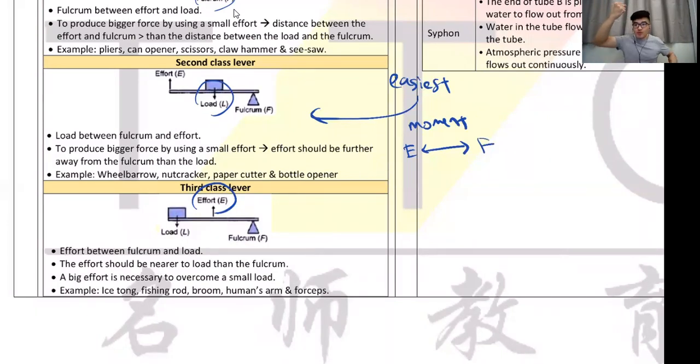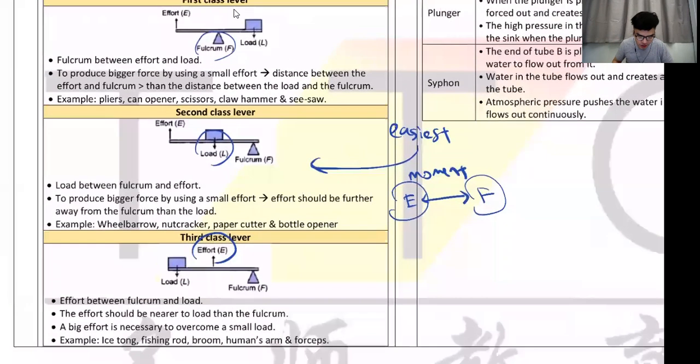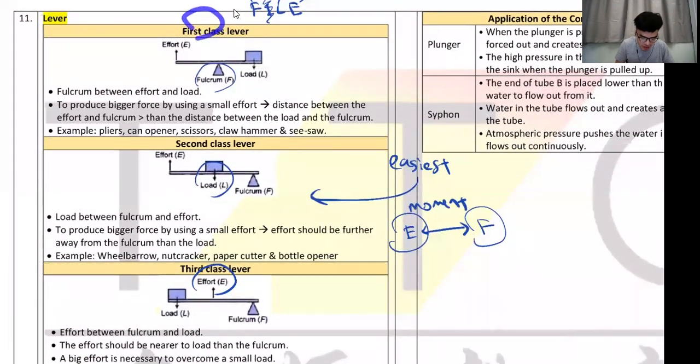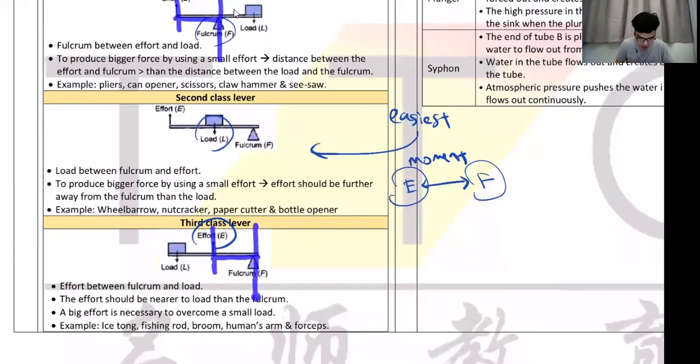If you use a long broom, if your broom or your mop is long handle, very easy for you to mop. If your broom is this short, how do you sweep? Very hard to sweep because the moment is very small. So the longer between effort and fulcrum, the easier your job is going to be. This is why you see, in first class, your effort and fulcrum is like that. Your third class, effort and fulcrum is like that. Whereas in second class, can you see your effort and fulcrum is like this? It's much longer. That's why second class is the best to use, because there's a long distance between effort and fulcrum.